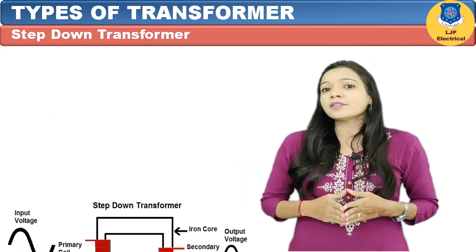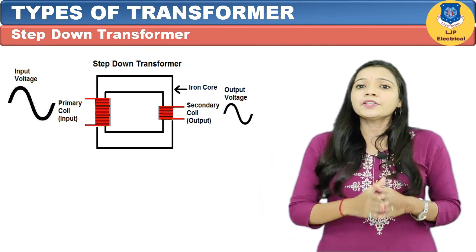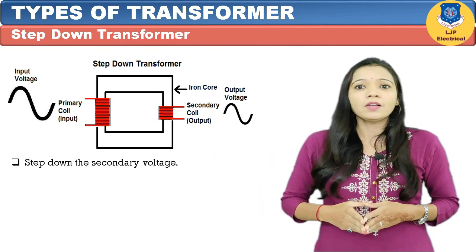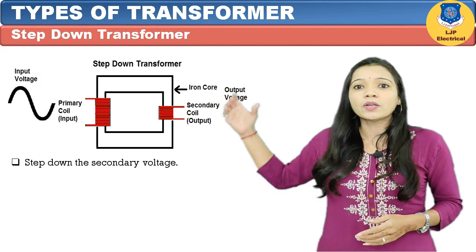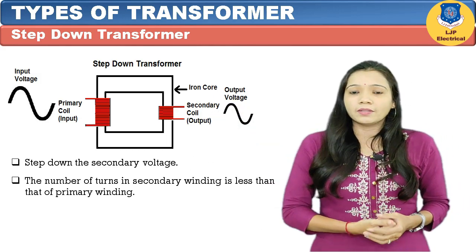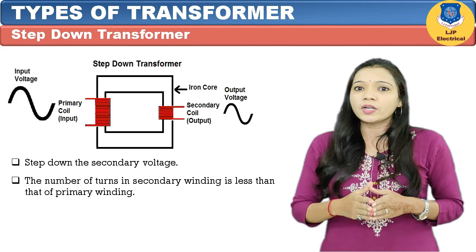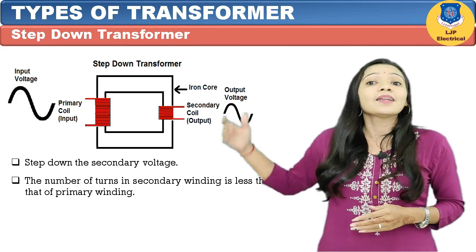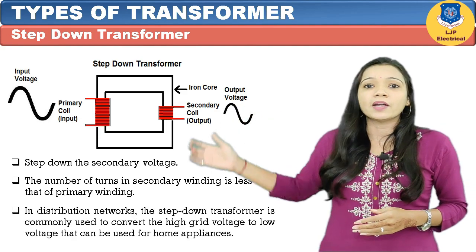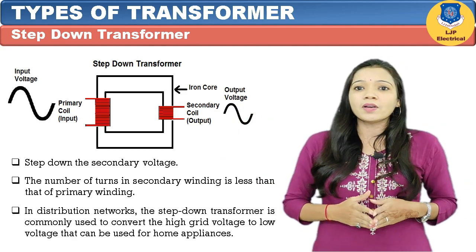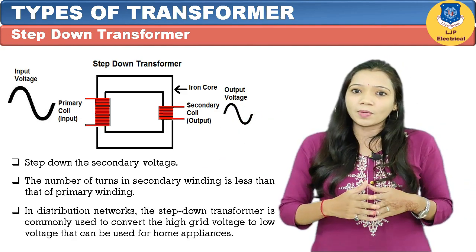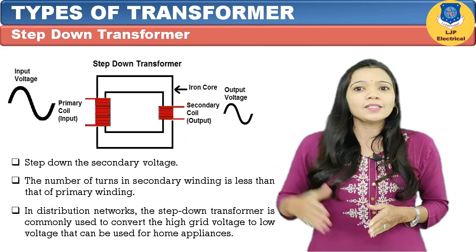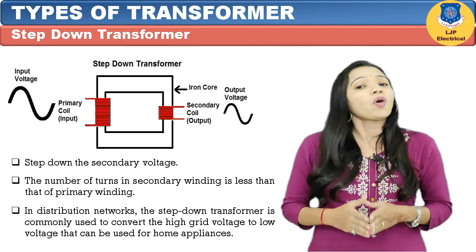The next is the step down transformer. It is used to step down the voltage level from higher to lower level at the secondary side, as shown in the figure, so it is called a step down transformer. The number of turns in the secondary winding is less as compared to the primary winding. In distribution networks, the step down transformer is commonly used to convert the high voltage to the low voltage that can be used for home appliances.